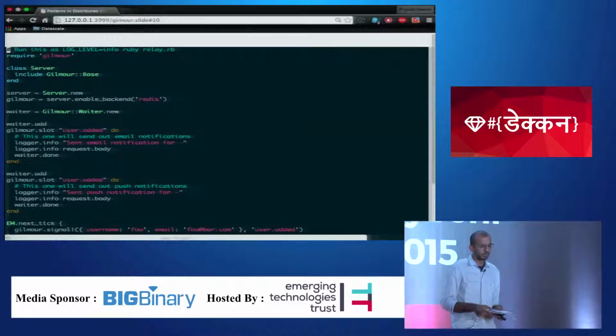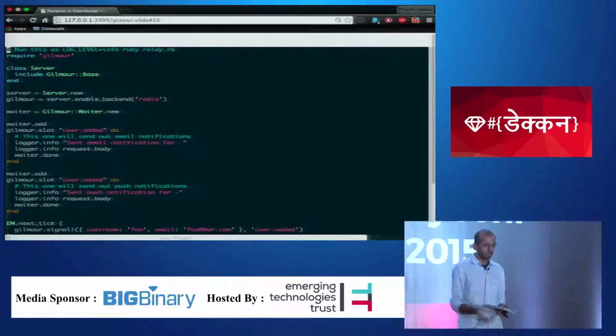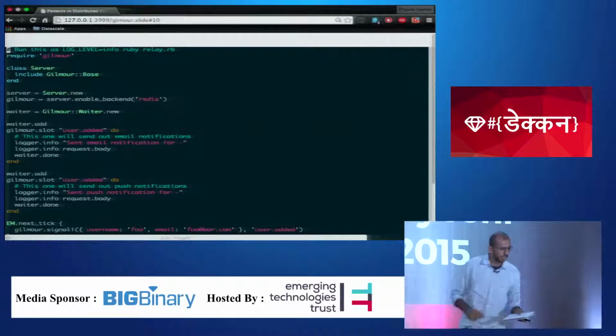The first thing that we do is we add a slot, Gilmour.slot. It subscribes to a topic, which is user.added, and it does a certain routine in the middle of it. There's another one. I think I added the same code again.